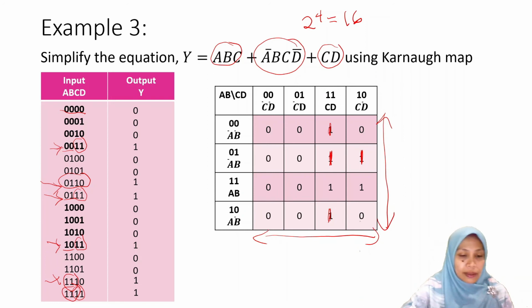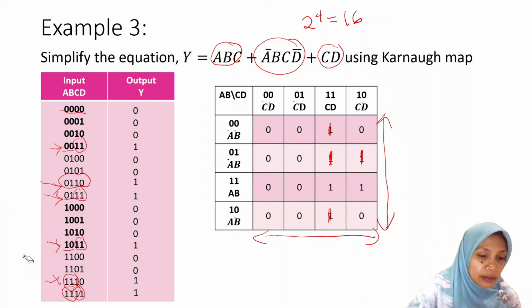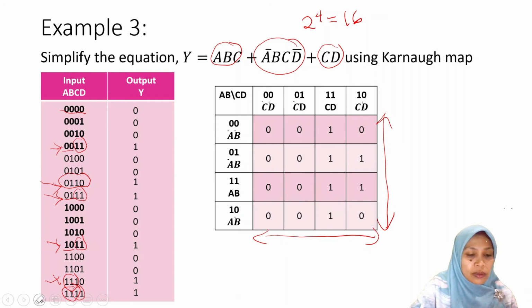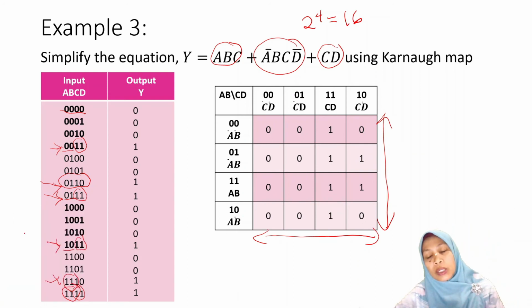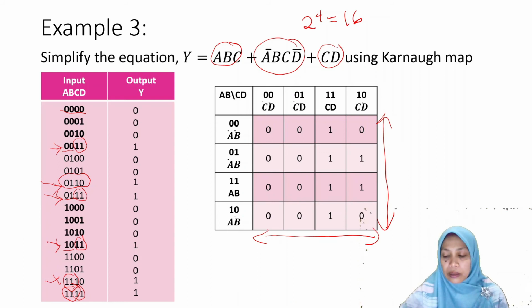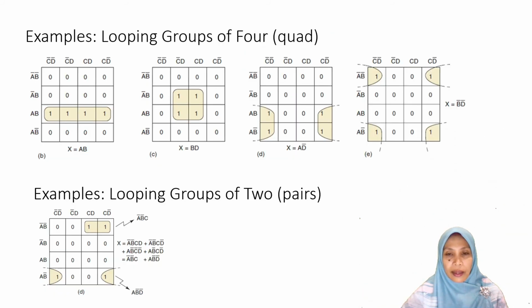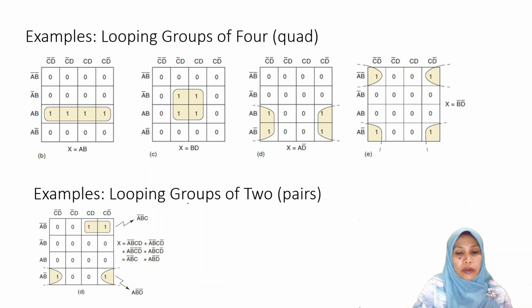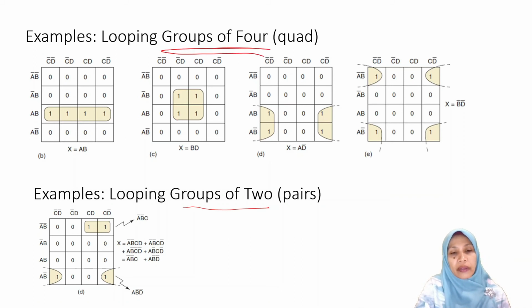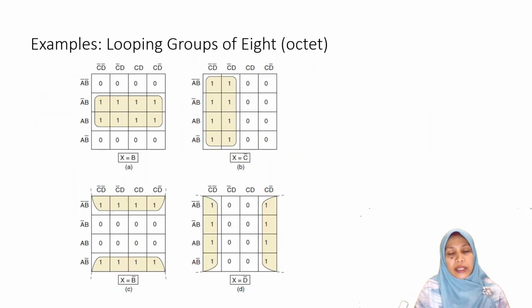Alright, and then we continue with the next process, where we want to group the ones. The grouping, I show to you on the next slide. The grouping can be a group of 2, like this one, or can be a group of 4, like this one. We have many patterns for doing a group of 4, or it can also be a group of 8, like this one.